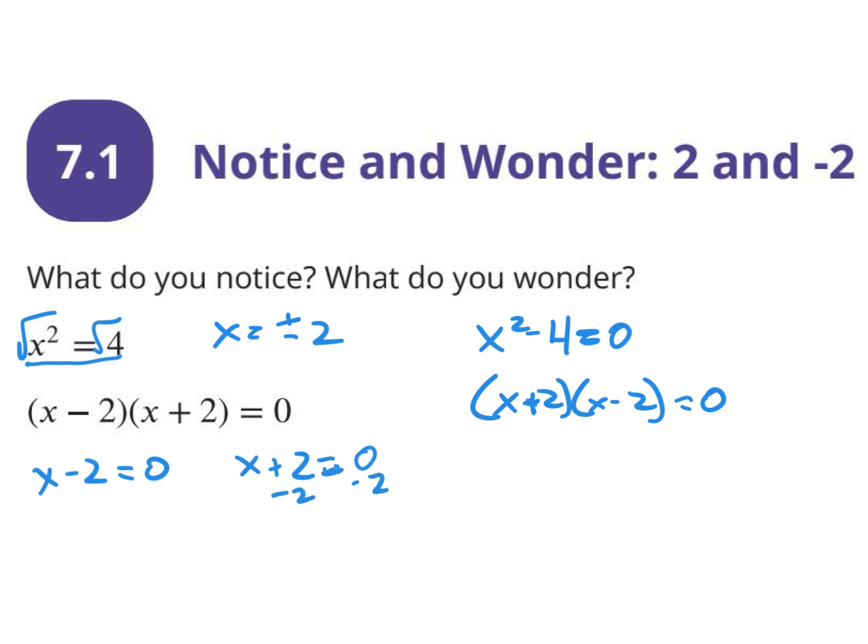Subtract 2 from both sides. x equals 2 and x equals negative 2. That's the same as what we got if we were just taking the square root on both sides. So these expressions are the same. They just look different.